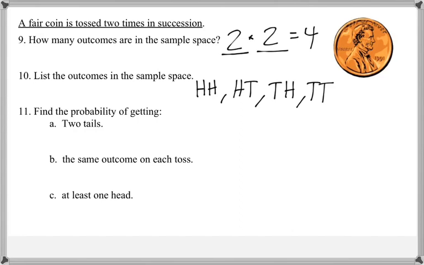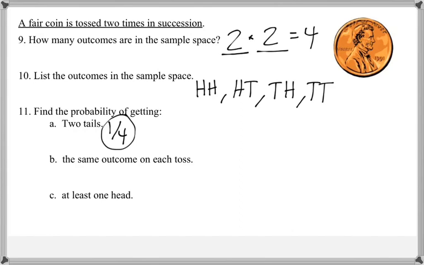Number 11 says, find the probability of getting 2 tails. So that is 1 outcome out of the 4 total outcomes. So that is 1 out of 4.